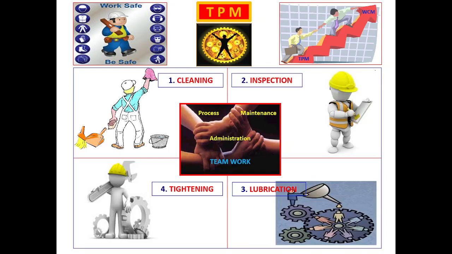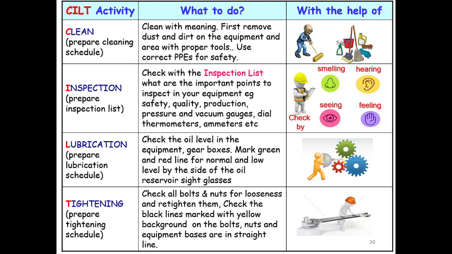Next, let's move to CILT methodology. This picture highlights the teamwork and cooperation of all the process, maintenance and administration personnel, which are very essential for the success of TPM implementation in the company. Also, implementing CILT activities is very essential in TPM for maintaining ideal conditions in the machines. This table gives us some guidance on how each CILT activity is to be done and what tools to be used. We have already seen what we need to do individually in CILT in the previous slides. This is only to recap what we have learned. So I will skip this slide.